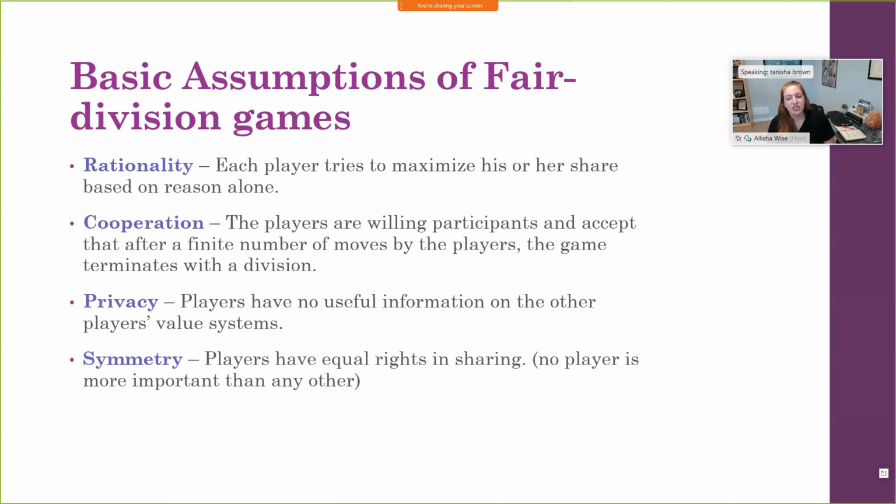And then the last one is symmetry. So players have an equal right in sharing. So imagine if it's you and your sibling and you're trying to divide up your parents' estate. It's assumed that you both deserve 50%. It's not like one child's the favorite and they get like 80% and you're left with 20%. You're each going to get an equal amount of the goods. So 50-50 in other words. So make sure you're assuming equal amounts.